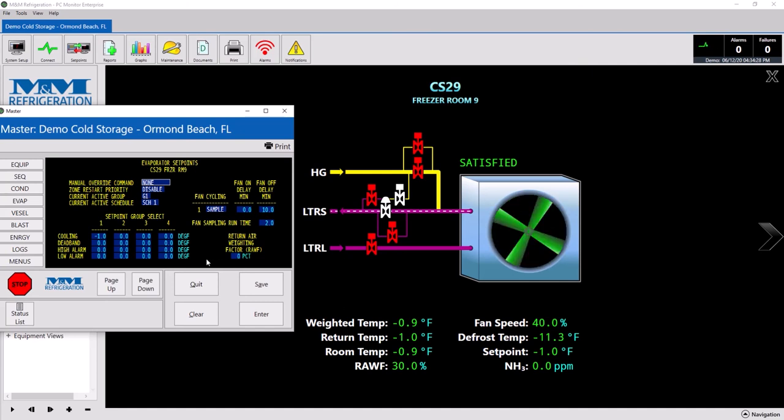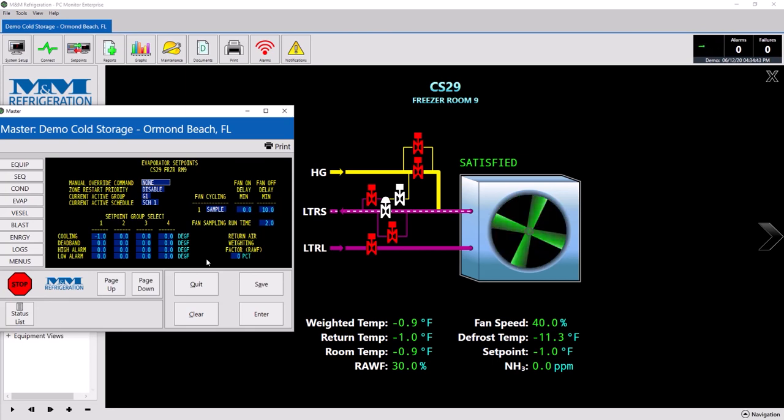Now, if the temperature comes down during the sample time, the fan will turn off and start the off delay over again. With this approach, the unit only enters cooling if absolutely required to control the temperature, and the fan remains off for most of the time your unit is satisfied.